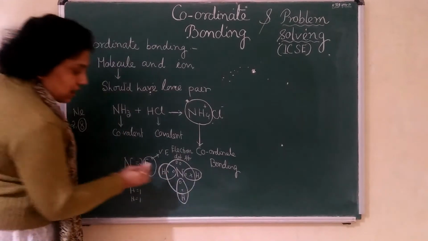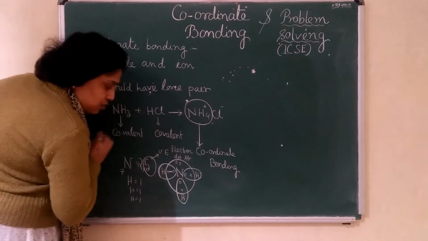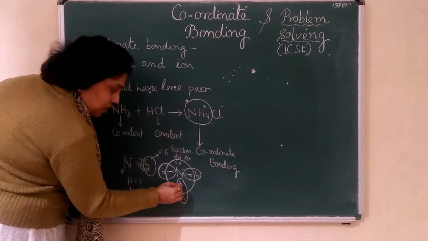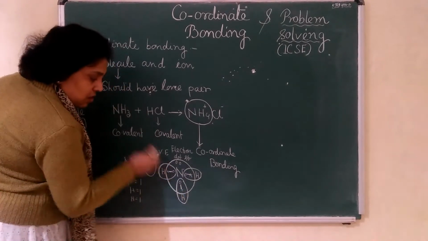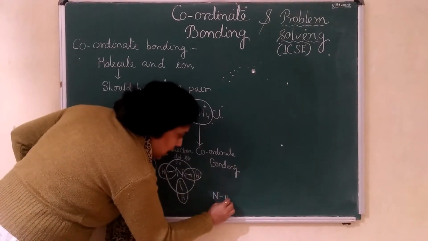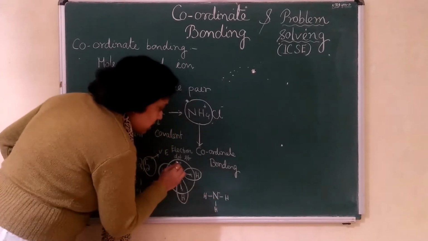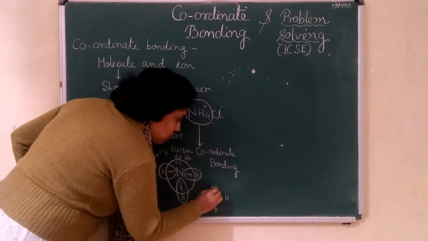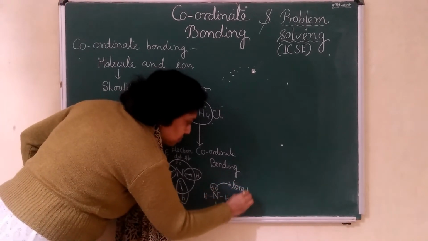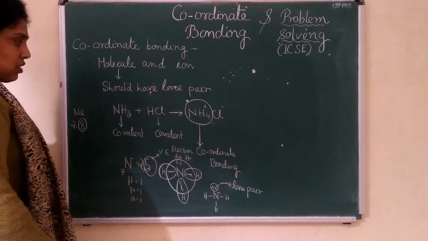Now what happened? See here, this is the main concept. Here it is a bond pair, this one is a bond pair, with hydrogen. So if you write this, how do you write it? Nitrogen, one bond with hydrogen, one with hydrogen, one with hydrogen, and this remaining pair is called a lone pair. So nitrogen has a lone pair.